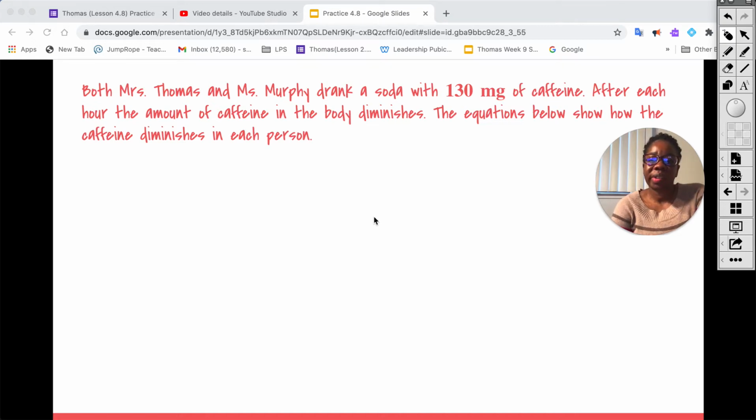So this question says both Mrs. Thomas and Miss Murphy drink a soda with 130 milligrams of caffeine. After each hour, the amount of caffeine in the body diminishes. So the equations below show how the caffeine diminishes in each person.